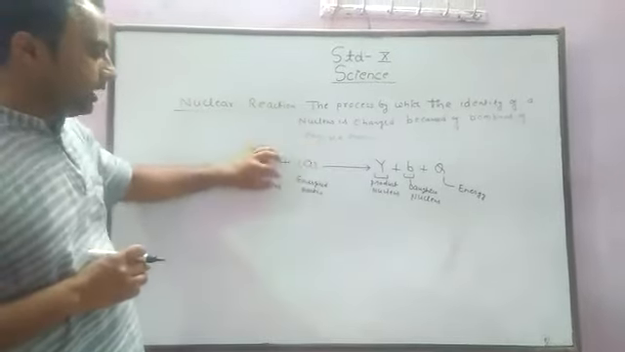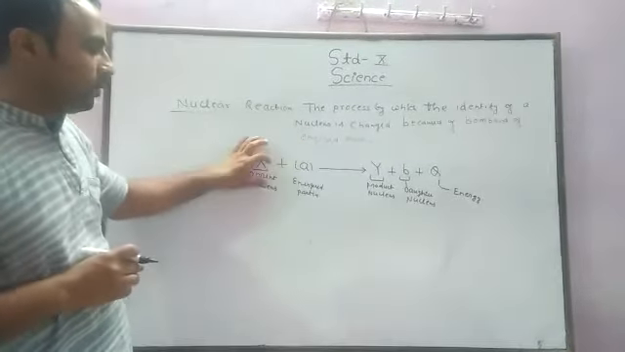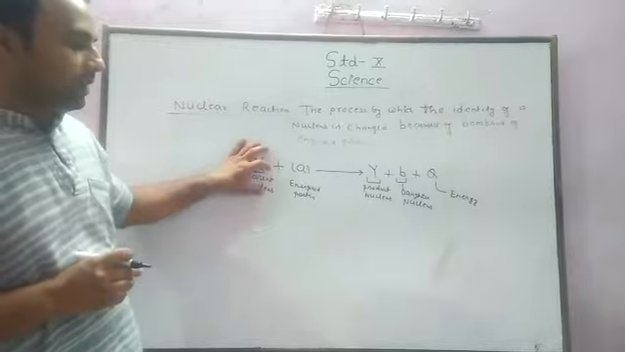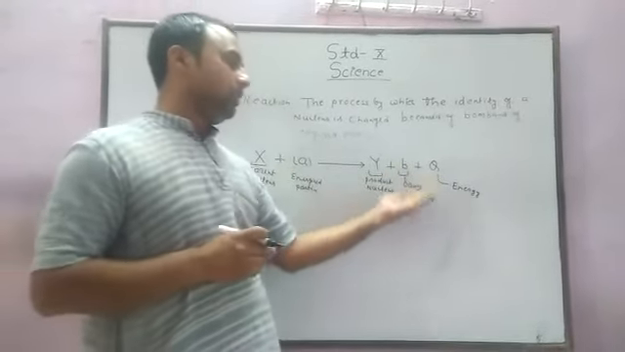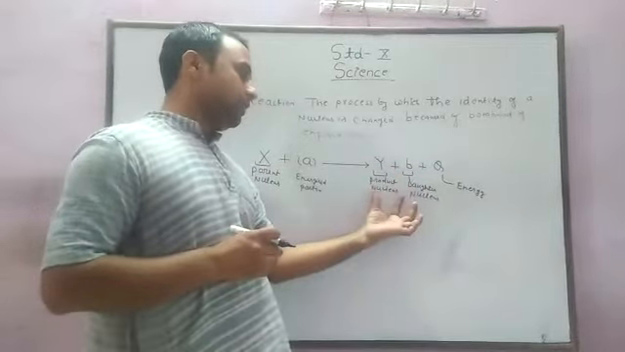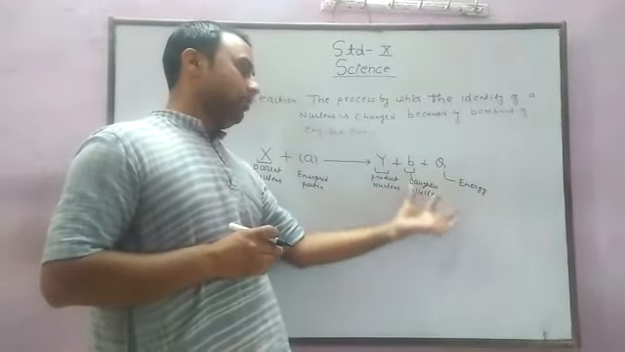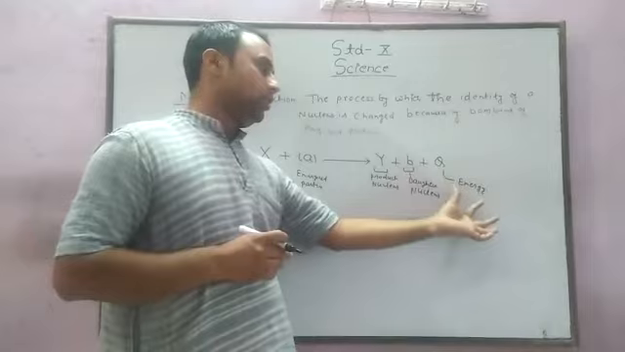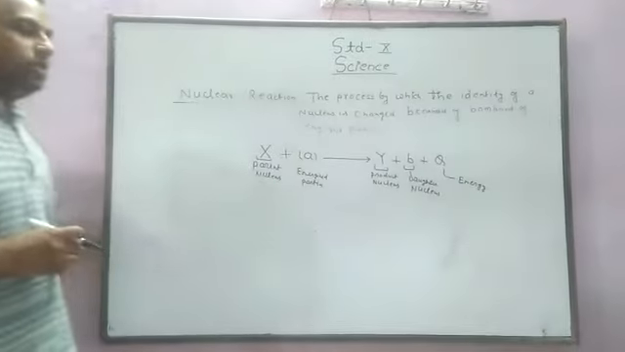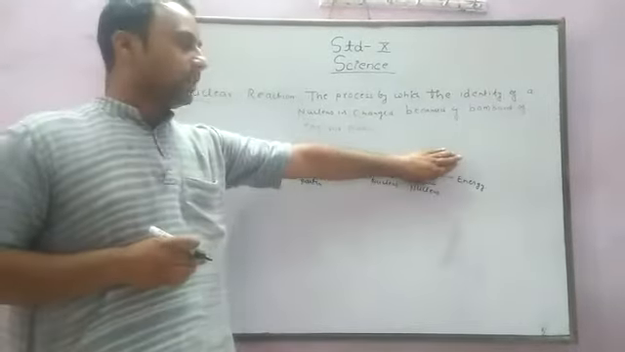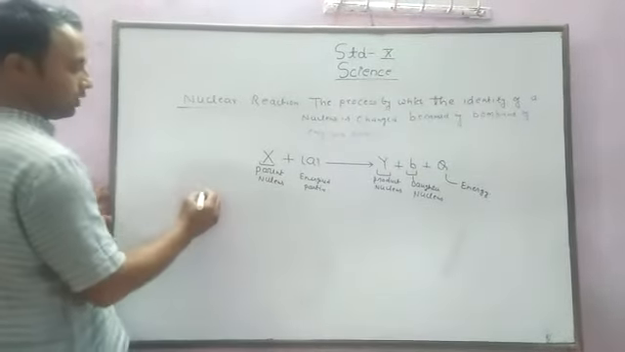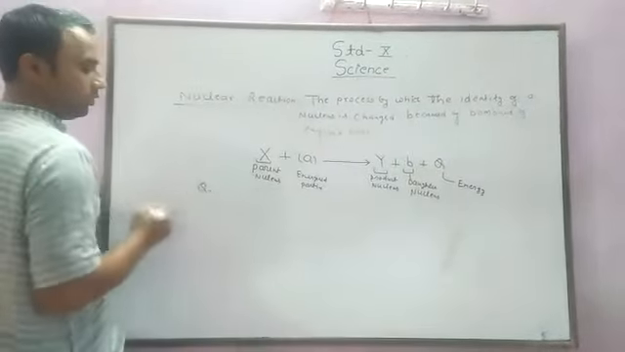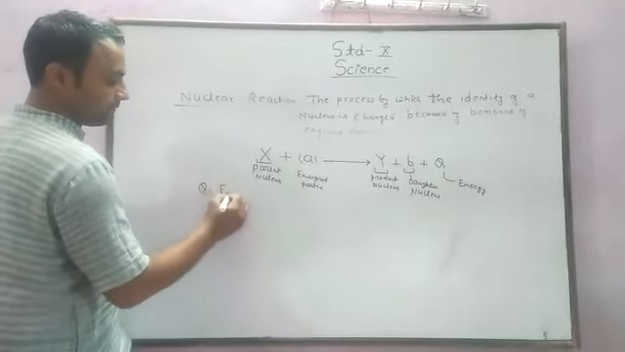When this parent nucleus collides with, or is bombarded by, the energized particle A, it breaks into another compound B and Q. Here Y is the product nucleus, B is the daughter nucleus, and Q is the energy released during this process. What is Q? Q is the energy released.